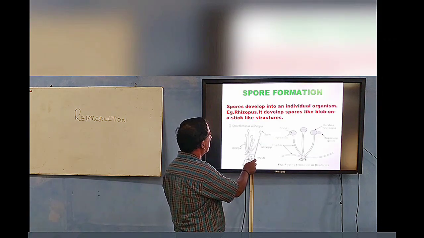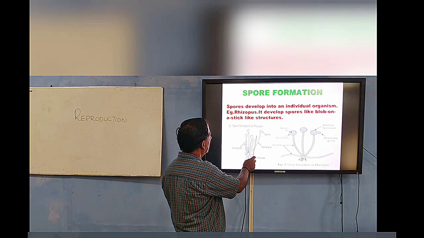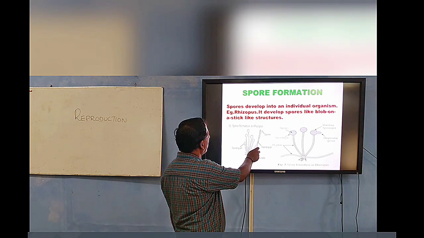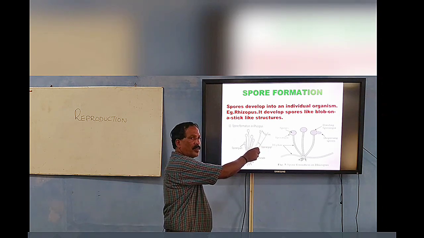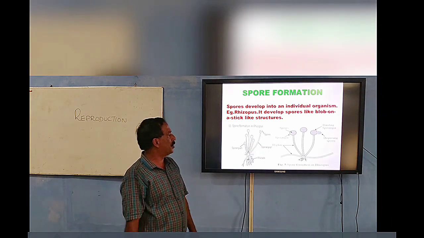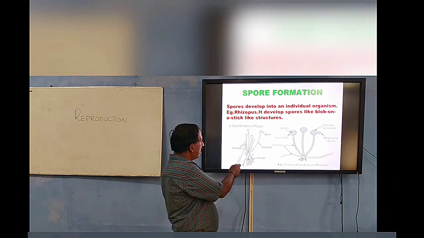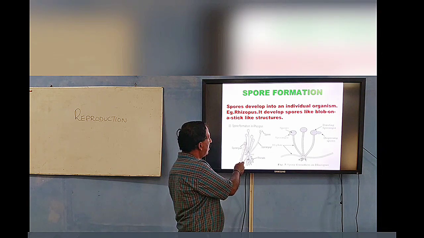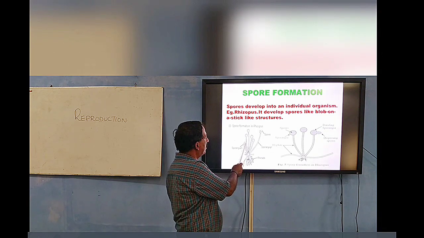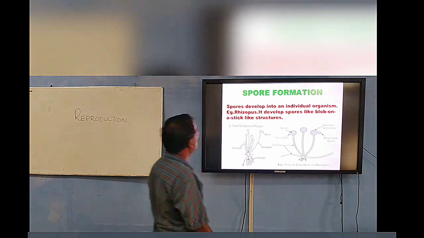Sporangium contains spores. When the sporangium breaks, spores are released, and these spores grow into new rhizomes. So this is a spore-containing sac, the sporangium. When it matures, it ruptures, it breaks, and releases the spores. Spores grow into new organisms. That is a new rhizome.